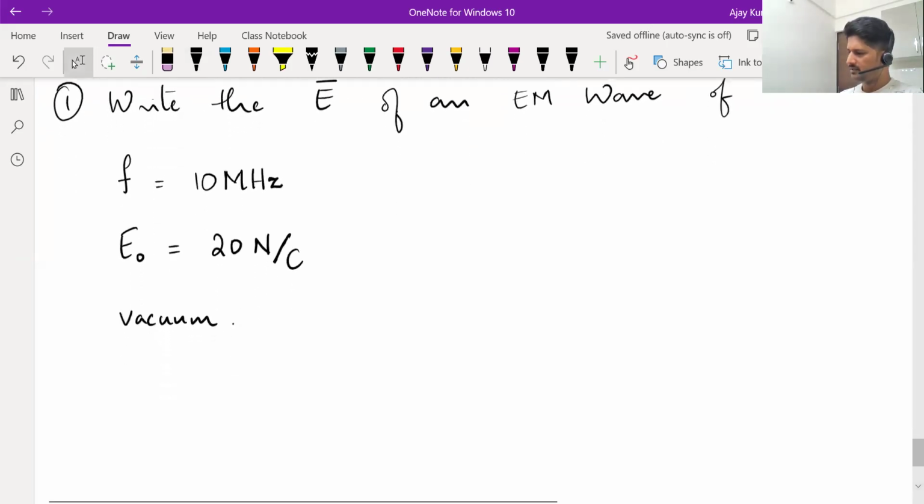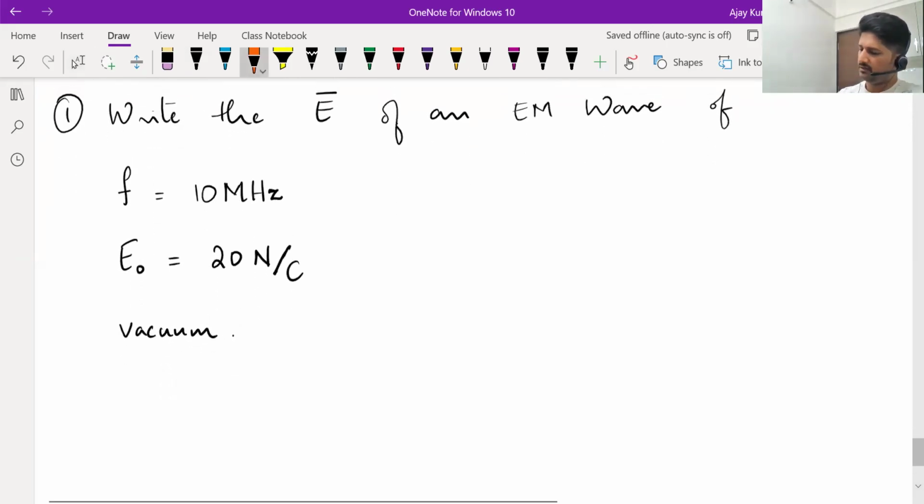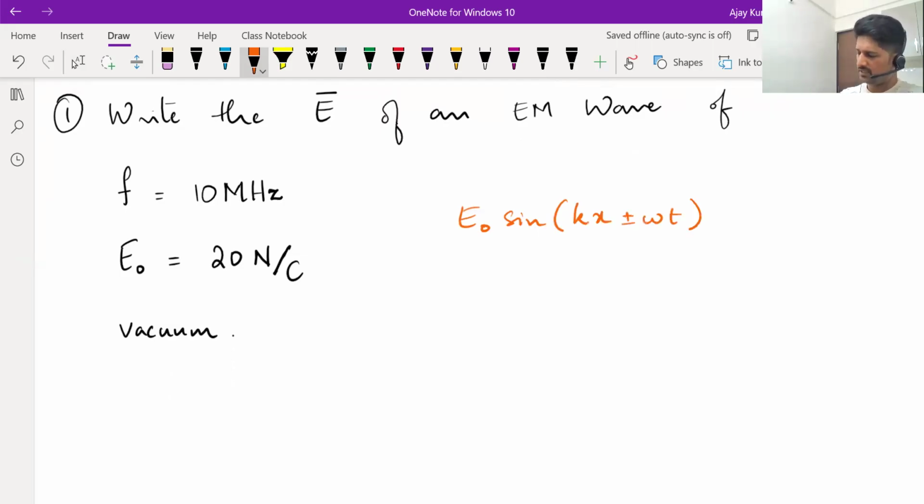You have to keep the general equation in mind. General equation is of this kind. E naught sine kx plus or minus omega t. Now, I didn't tell you which way it is propagating. So plus minus is your choice. But just fill in these values. Or let us make it more precise. Assume it is traveling in the positive x direction. Then based on that, you can decide plus minus also.